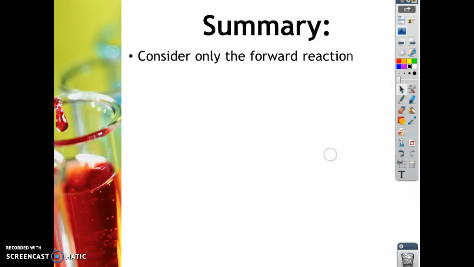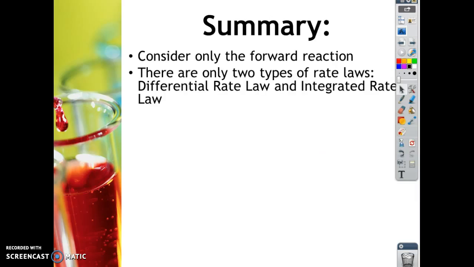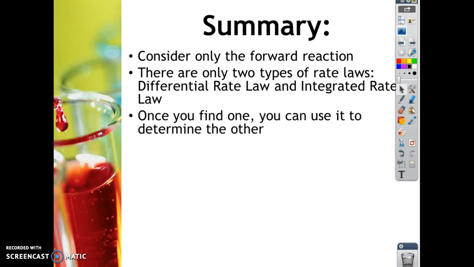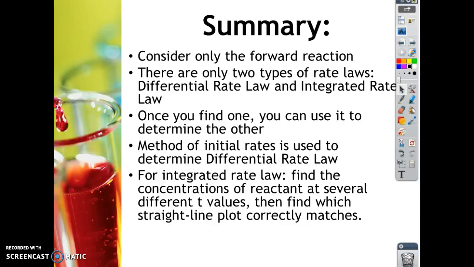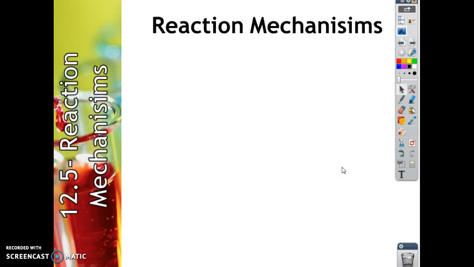Alright, so to summarize, we only consider the following reaction. And there are two types of rate laws: differential, which essentially means the curved line, and integrated, which is when we try to figure out the slope by using a straight line. Once you find one, you can find the other, and our method of initial rates is used to determine that differential rate law. So for our integrated rate law, we find the concentration of these reactants at several different times, then find which straight line plot matches it, and that tells us what our differential rate law would be, or what the effects are of that guy.